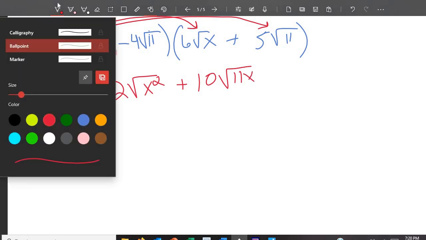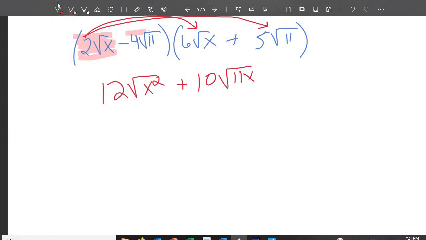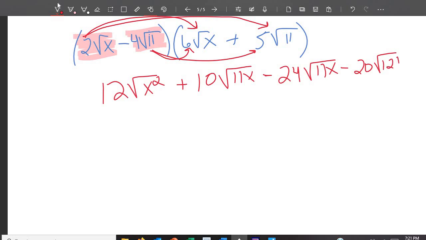Now, we're going to take the minus 4 square root of 11, multiply it by everything in the second parentheses. So we'll get minus 24 square root of 11x, minus 20 square root of 121. Go through and simplify. I can simplify square root of x squared, which is just x, so 12x.